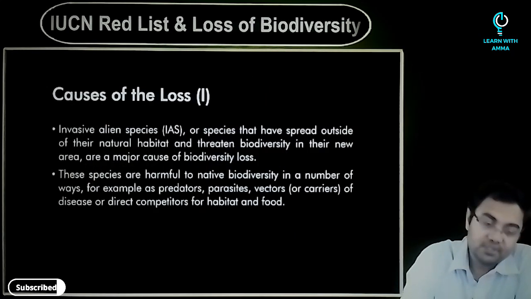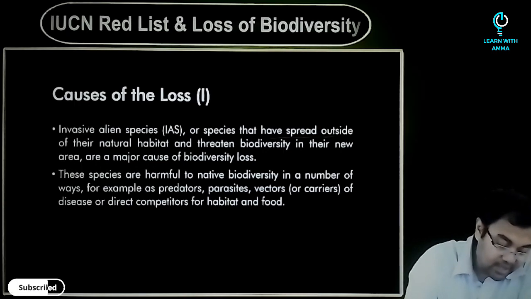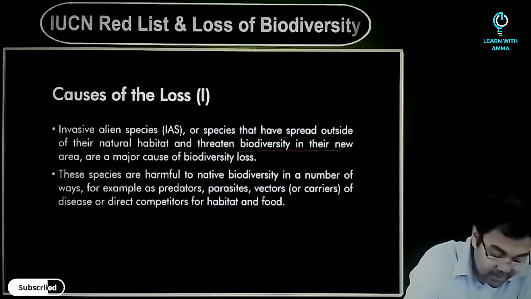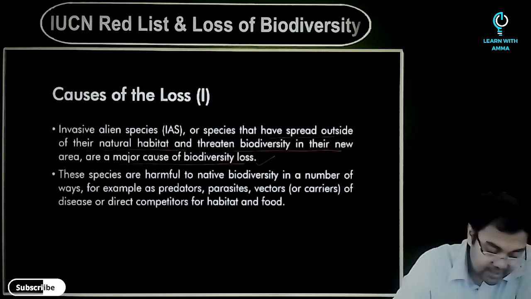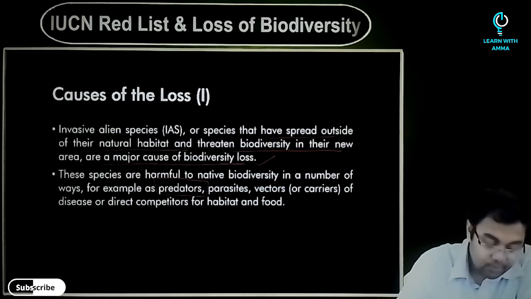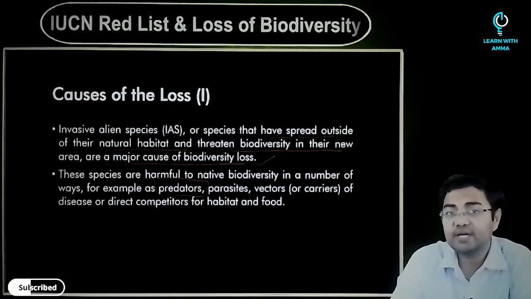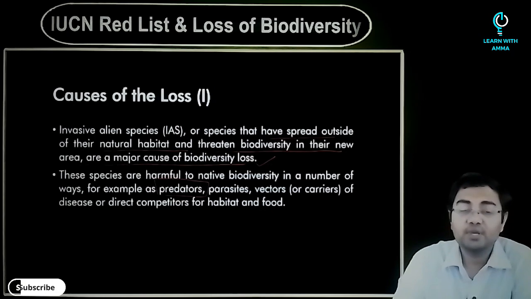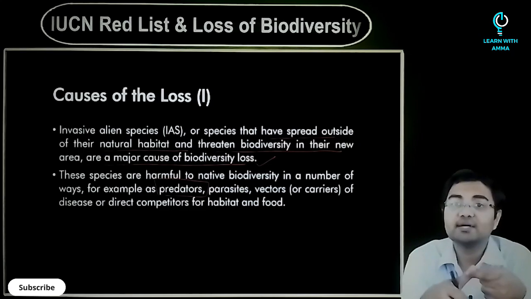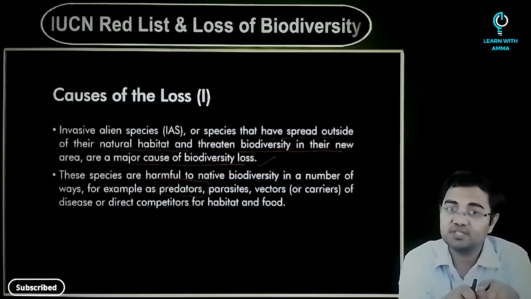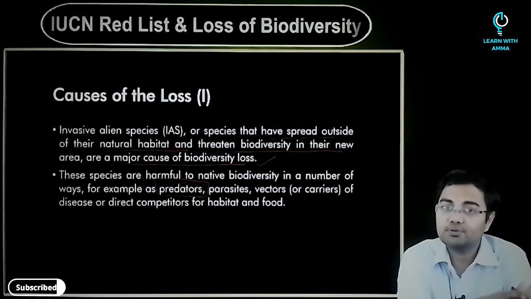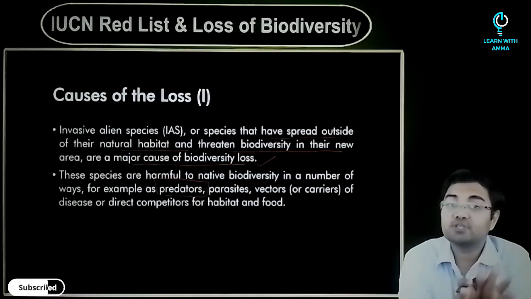So when you talk about invasive species, they have spread outside of their natural habitat and threaten biodiversity in the new area and are a major cause of biodiversity loss. These species are harmful to native biodiversity in a number of ways, for example, as predators. So we talked about only plant species, but we know that many predators are invasive. Even many small animals are invasive. For example, let's say rats. Rats are said to be hugely invasive species. If you introduce rats for one reason, it's not that they will stick to that reason. So they are also invasive.